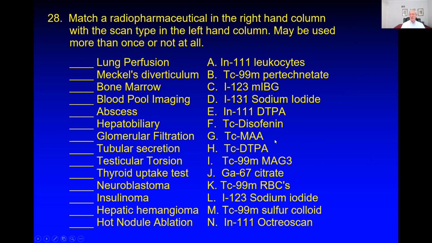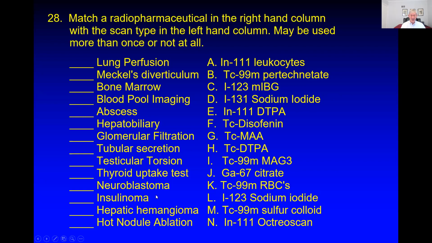MAA goes to the right heart, to the lungs. It never gets to the left ventricle to be pumped out to the body. And MAA would never be used for a torsion study. A thyroid uptake test, what would we use? Two answers, L and D, right? We rarely would use I-131, but we could. So L and D. Neuroblastoma, two answers. C and N. Good, sure.